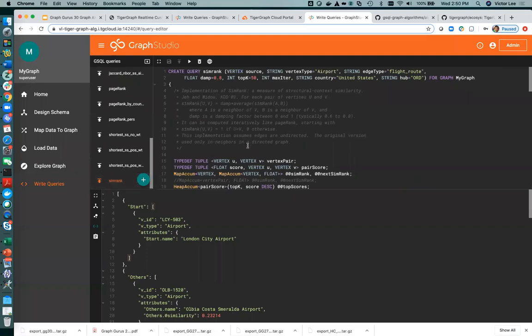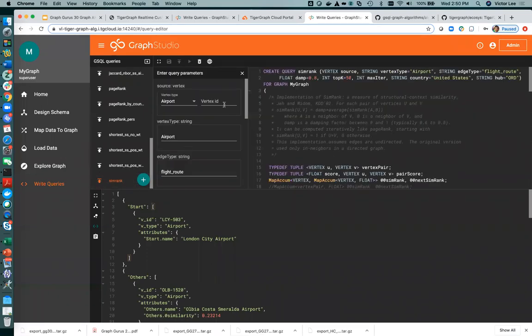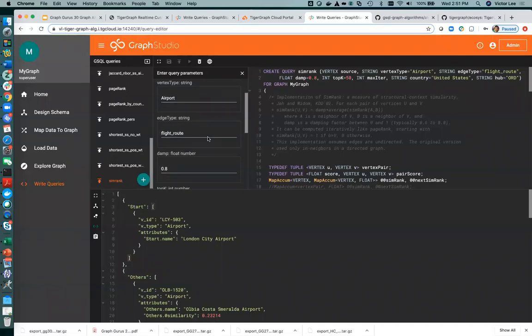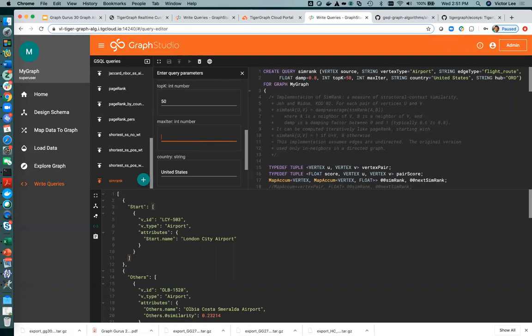And lastly, I want to show SimRank. And so I need one airport. Let's try, and this time I have to use the full ID. That's just the way I wrote this one. And I'm limiting it. I'm doing a little bit of filtering.